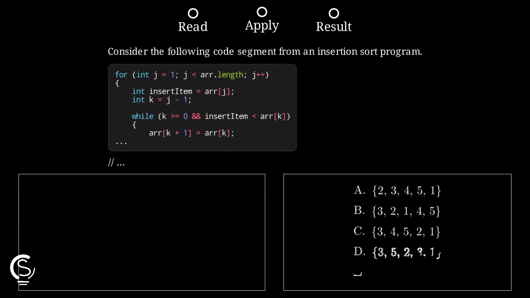Starting with the array 5, 4, 3, 2, 1, we begin the first pass where j equals 1. We pick up the 4 and compare it to the 5 behind it. Since 4 is smaller than 5, we shift the 5 over and insert the 4 at the front. After this first pass, our array now looks like 4, 5, 3, 2, 1.